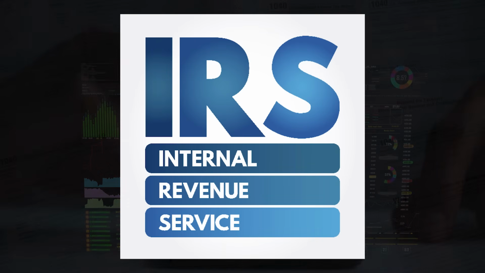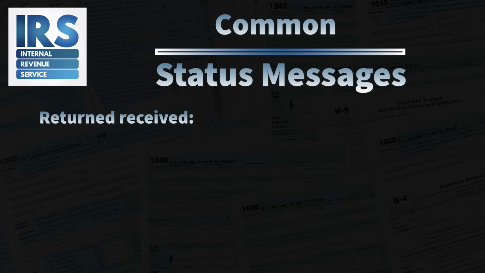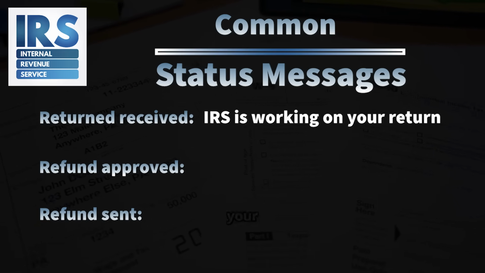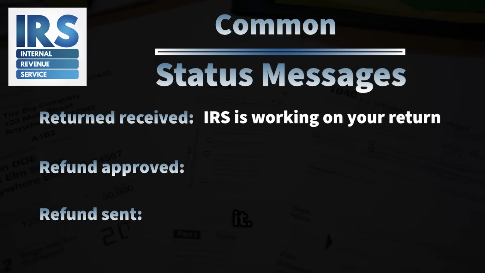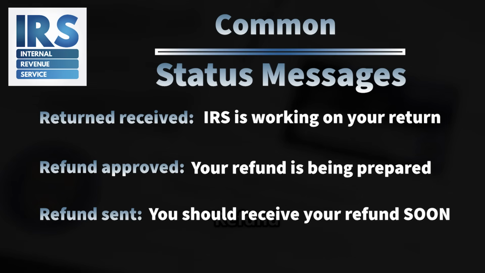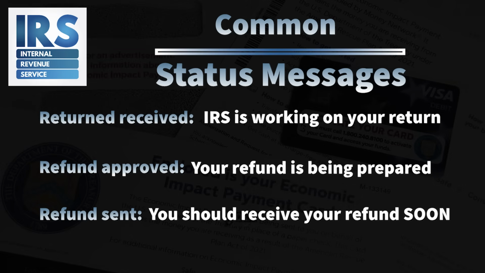Now let's talk about what those status messages actually mean. You might see phrases like return received, refund approved, or refund sent. Return received means the IRS has your return and is processing it. Refund approved means your refund has been processed and payment is being prepared. Refund sent means the IRS has sent your refund to your bank or mailed you a check.